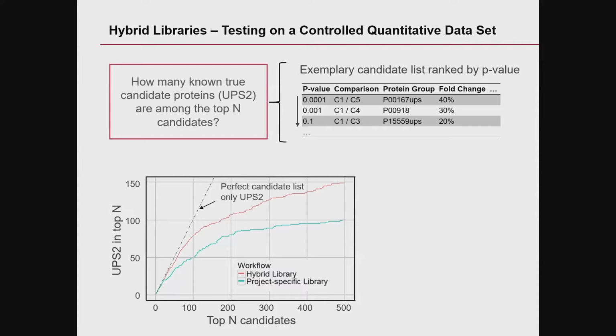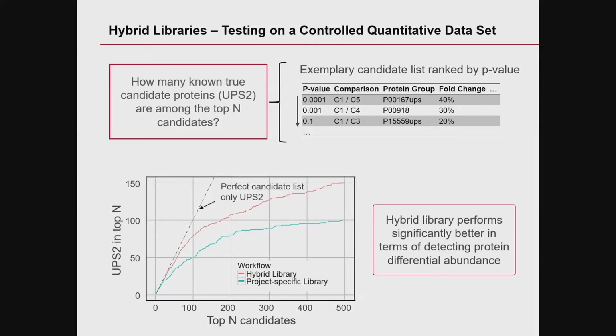Maybe also interesting to note, this line here would correspond to the perfect candidate list, meaning if you look at this point here, I would have a candidate list of the top 50 proteins in my candidate list, and all of those would be UPS2 proteins. So all of those would correspond to proteins that you knew were differentially abundant, and there were none of the background proteins in there. So it's really up to this point almost a perfect analysis. So yeah, this was really also quite striking to us, that the hybrid library performed quite a bit better than our normal way of analyzing the data.